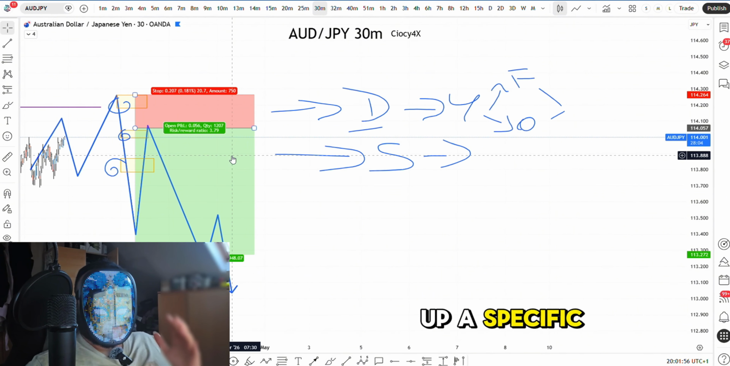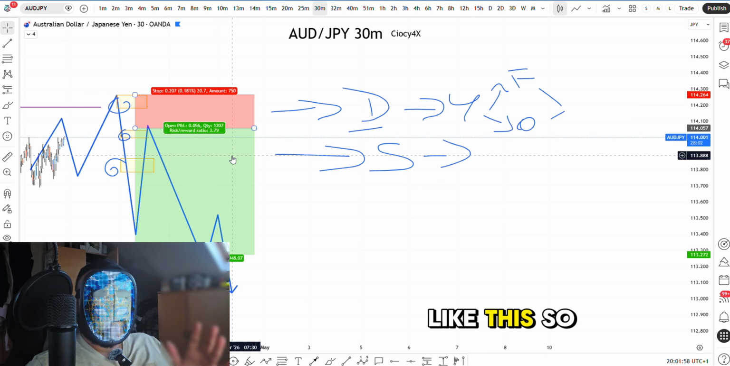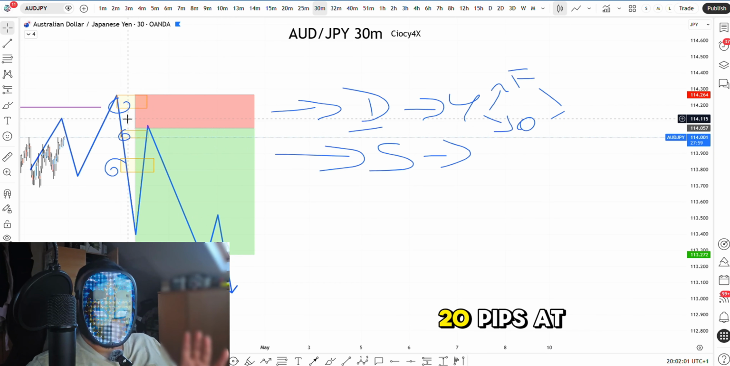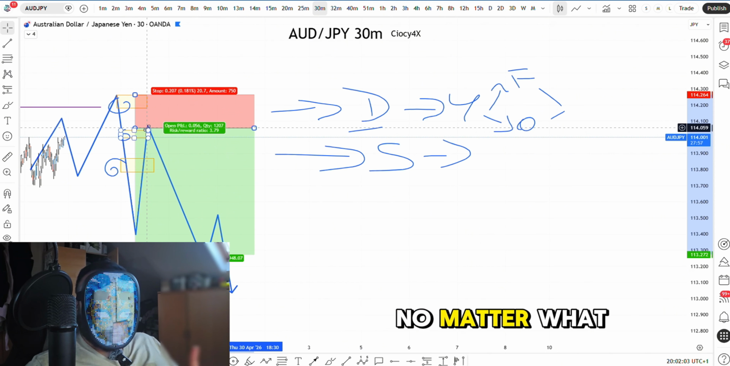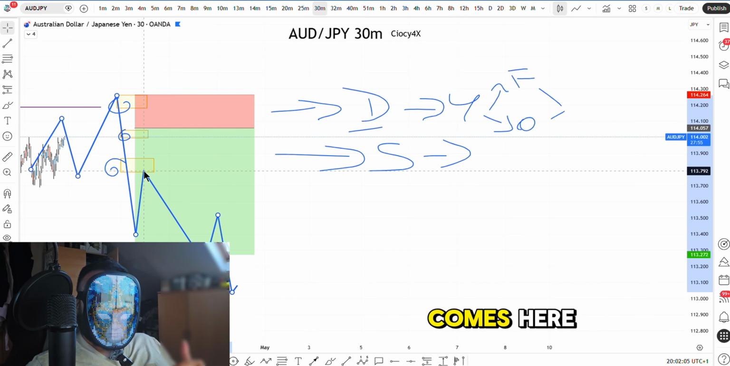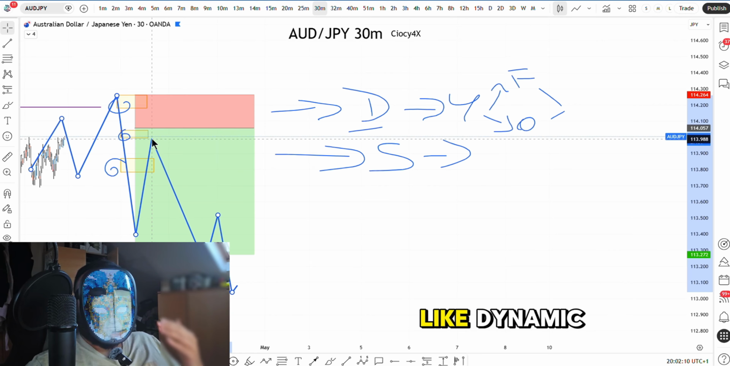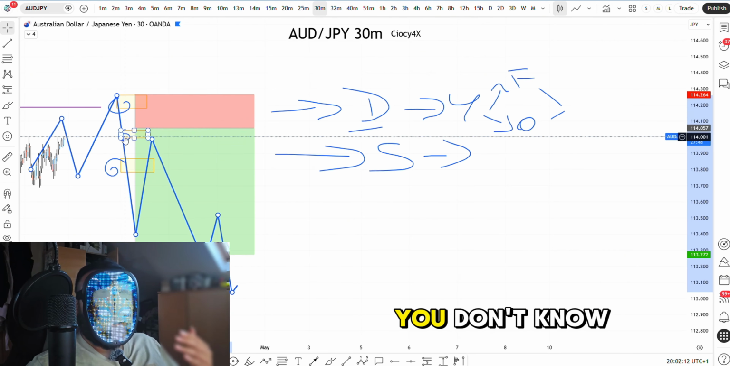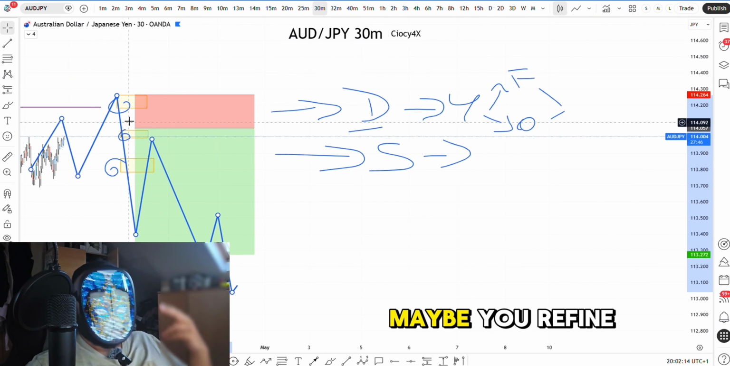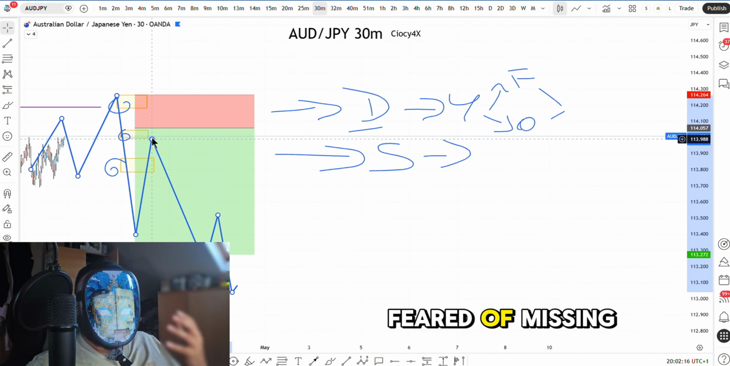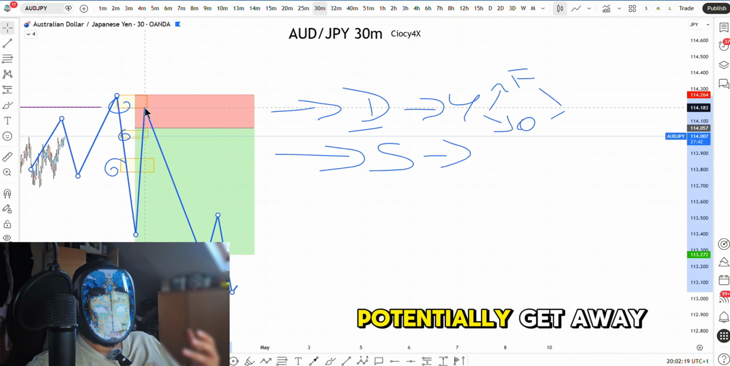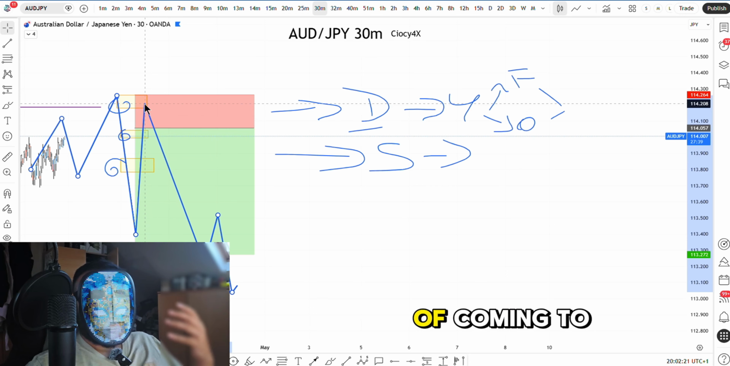So if you set up a specific mechanical rule to yourself like this, so you make it static, so you say that I'm getting 20 pips, at that point, no matter what happens in the market, whether the price comes here, here, and here, you will be calm. You won't be dynamic where you see fair value gap everywhere. You don't know which fair value gap to take. Maybe you refine it too much. Maybe you're afraid of missing out. That price could potentially get away from this or this instead of coming to your entry.